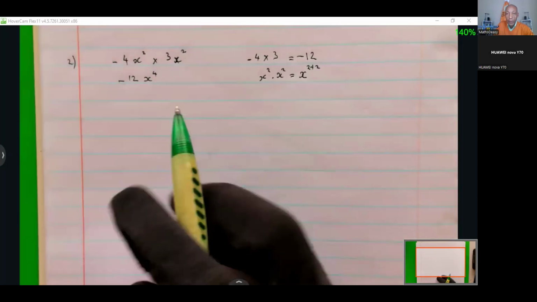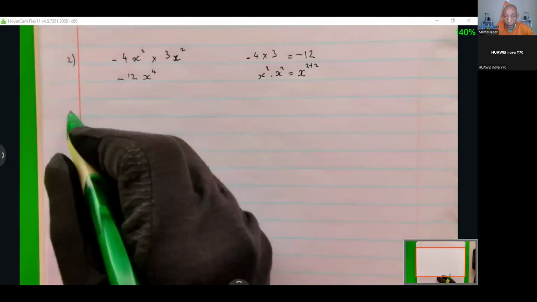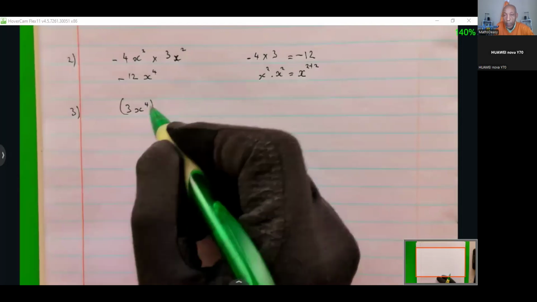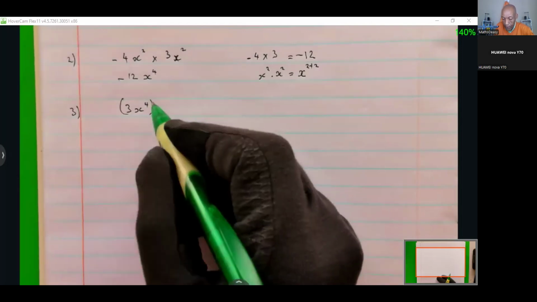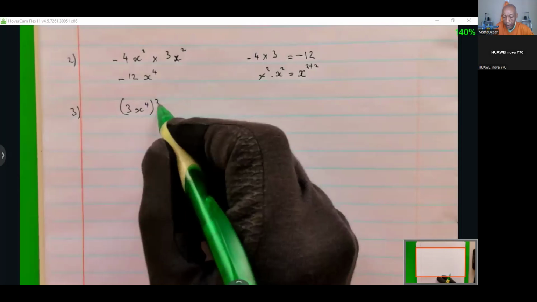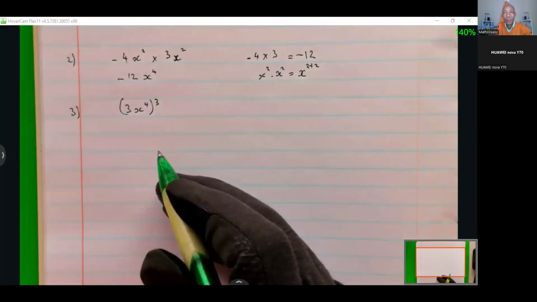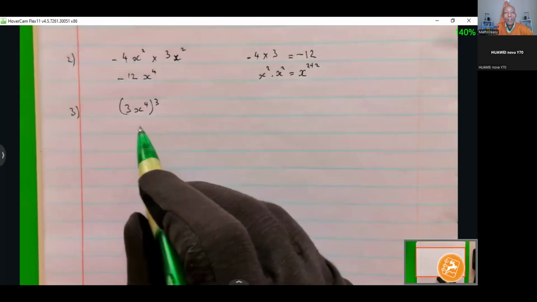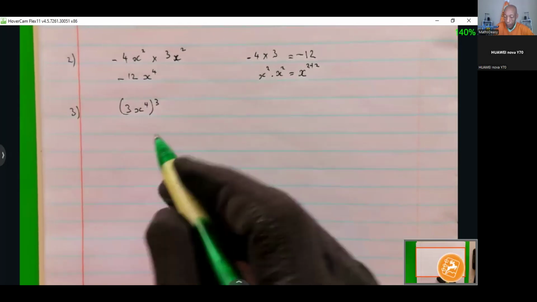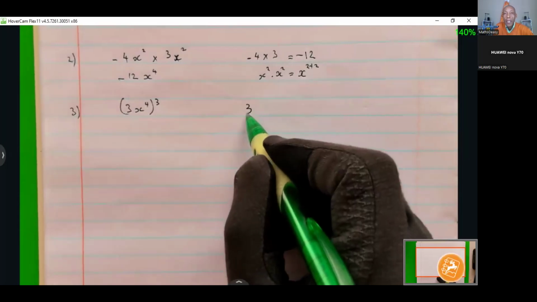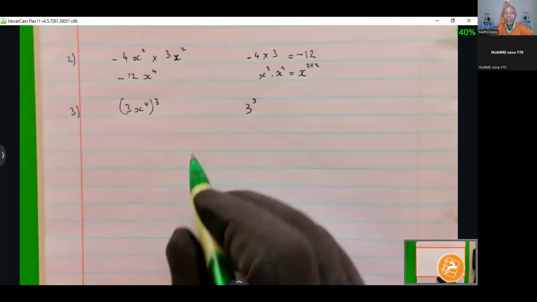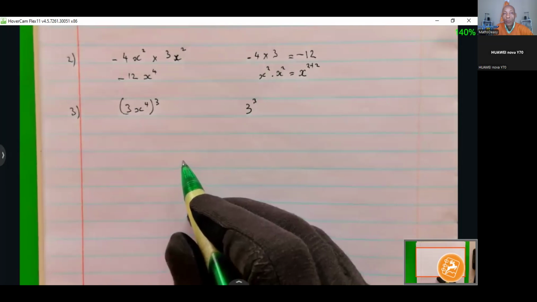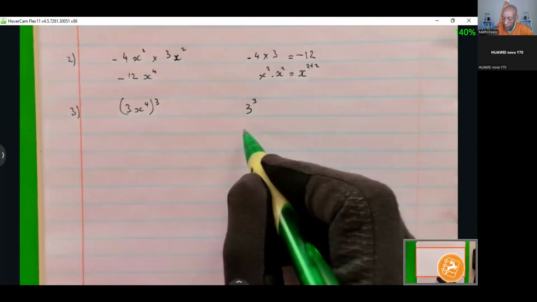Right. So in the next one, we have 3x to the power of 4. And then what is the number outside the bracket? 3. Okay. Right. So even here, you don't confuse yourself. You just say, I have a number, and that number must be what? 3 to the power of 3, isn't it? Yes. Okay. And then what is 3 cubed?